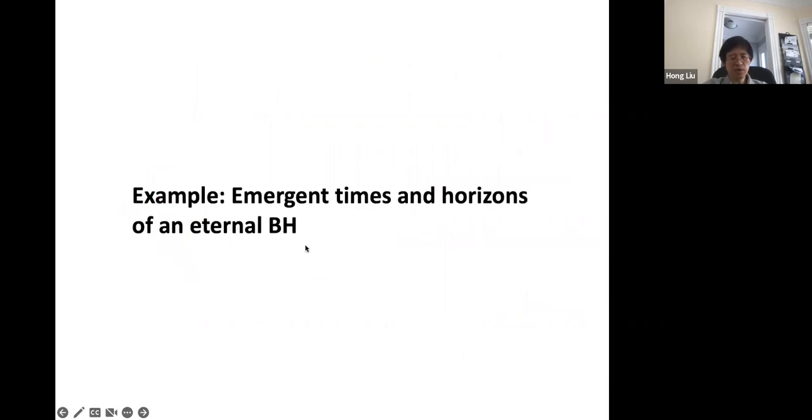An example which illustrates this paradigm is the emergent times and horizons for an internal black hole. I see I'm already running pretty late, so I can in principle pause here. If you have questions, I can try to answer. I can just stop here, because it takes a little bit of time to talk about this emergent time and horizon story. But I think I have conveyed to you the essence of the power of this algebraic language.